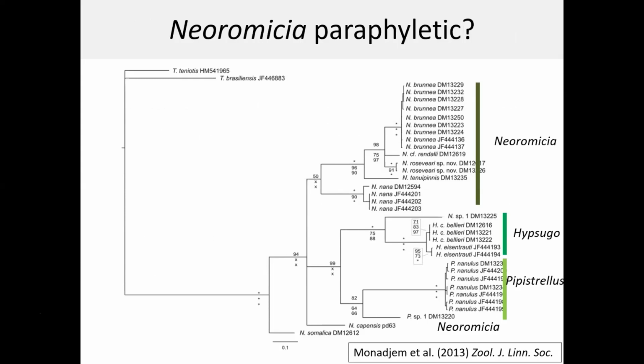and you can see that there are three main groups within the tree, which I've labeled Neromisia, Hypsugo, and Pipistrellus. But can you see that Neromisia is in fact paraphyletic? It appears in two different branches of the tree. The two Neromisia groups don't appear to be directly related to each other. So this is obviously not good from a systematic point of view. You cannot have two species in the same genus in this manner.